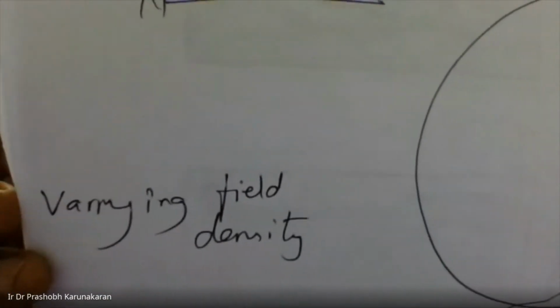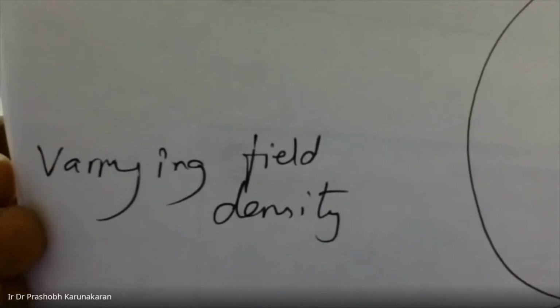So what they call it is varying field density. That's the meaning of what this one is saying. At first you see little, and you see more and more and more until you see little again. So the number of field lines this one sees is changing.